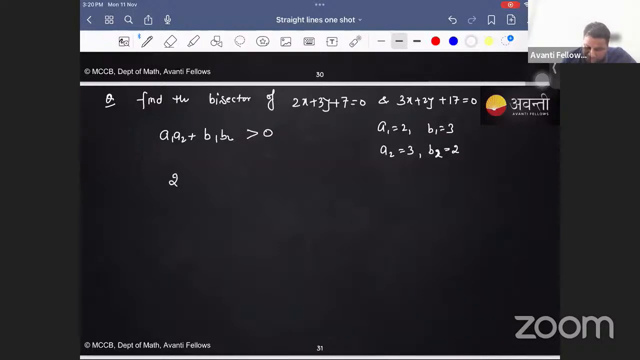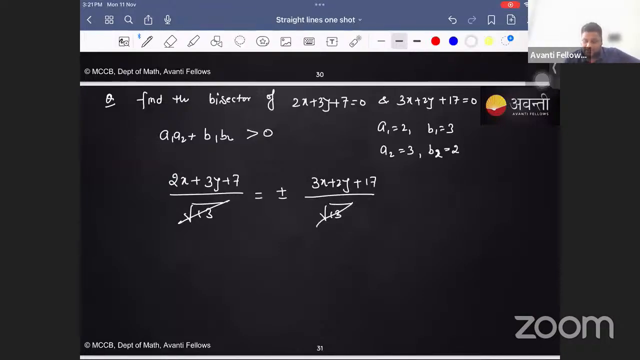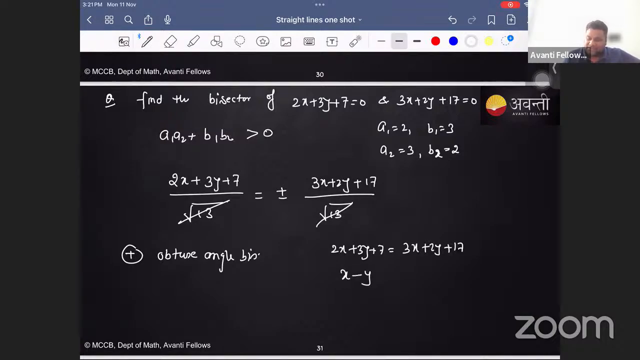So the combined equation of the bisectors is (2x plus 3y plus 7) upon under root of 13, which is A1 square plus B1 square, equal to plus minus (3x plus 2y plus 17) upon under root of 13. This root 13 will cancel. So with the positive sign, I get the obtuse angle bisector. That means 2x plus 3y plus 7 is 3x plus 2y plus 17, so that is x minus y plus 10 equal to 0.